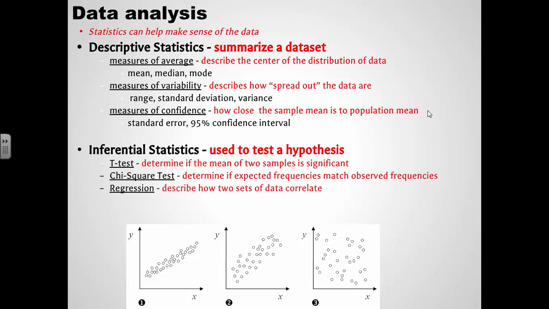You guys heard of regression? Or correlation. Correlation allows us to understand if two sets of data are correlated, if they sort of move together. One is dependent on the other.